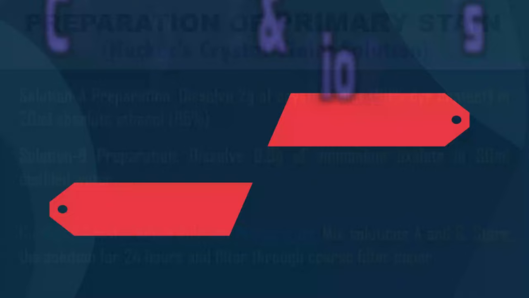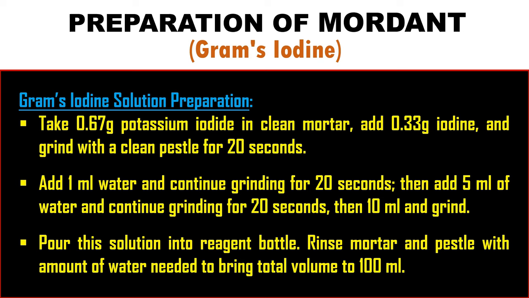For the preparation of mordant or Gram's iodine solution, take 0.67 g potassium iodide in a clean mortar, add 0.33 g iodine, and grind with a clean pestle for 20 seconds. Add 1 ml water and continue grinding for another 20 seconds. Then, add 5 ml of water and continue grinding for another 20 seconds. Then add 10 ml and grind. Pour this solution into a reagent bottle. Rinse mortar and pestle with the amount of water needed to bring total volume to 100 ml.